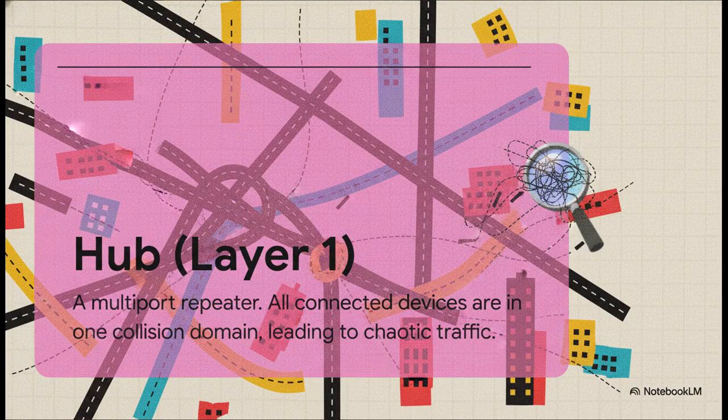Way back in the early days of networking, we had this thing called a hub. Just imagine a simple intersection with no stop signs, no traffic lights, nothing. Any car, any piece of data that came in was just shouted out to every single other car. Total chaos, right? It was incredibly inefficient and led to constant collisions. We call that mess a single collision domain.